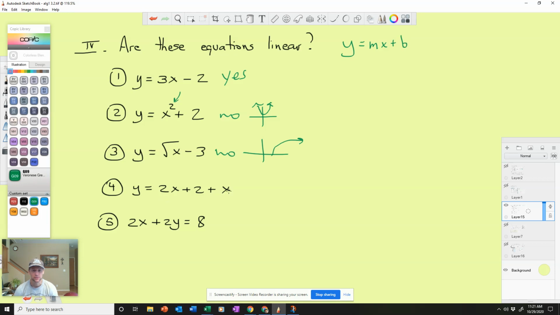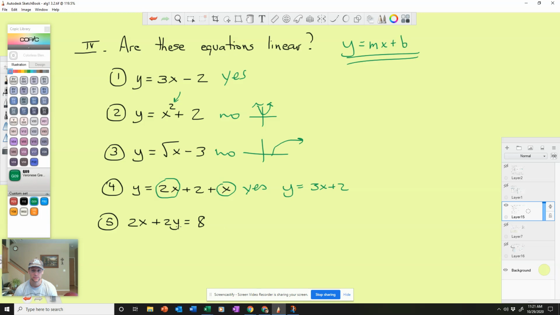What about number 4? Is this one linear? Tricky, isn't it? This one is. Now, it doesn't look like y equals mx plus b yet, but could we write it easily as y equals mx plus b? Like, could I combine these two guys together? Sure. And I would get y equals 3x plus 2. So that one is linear. And one last one. What about this guy? Is he linear?